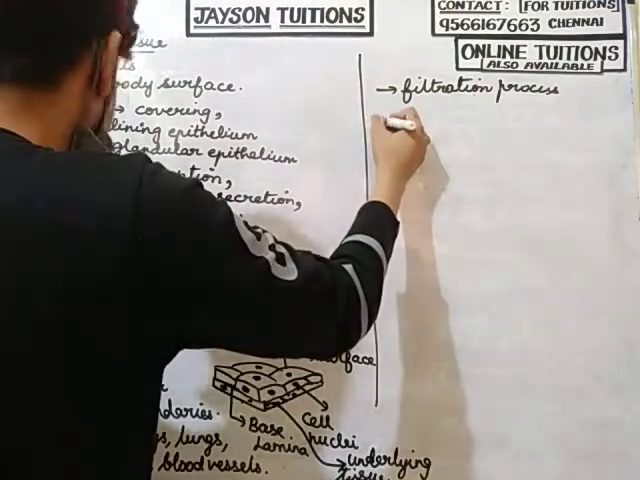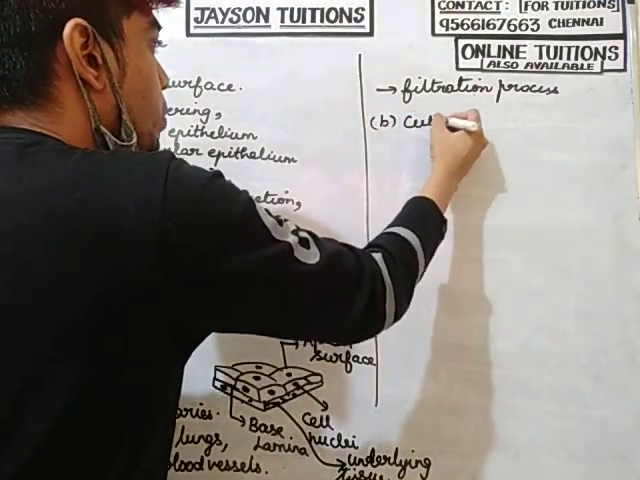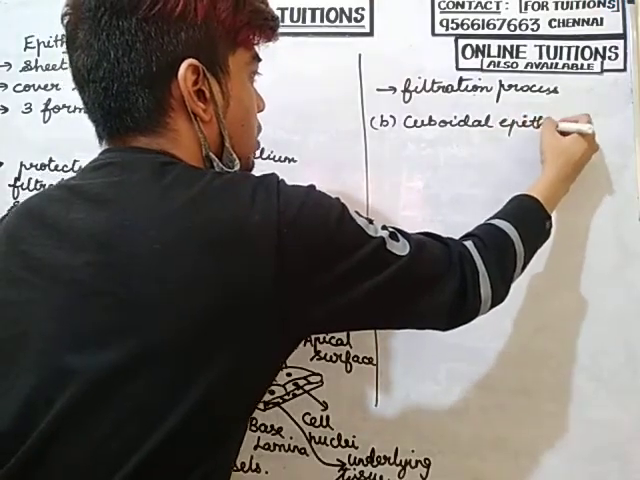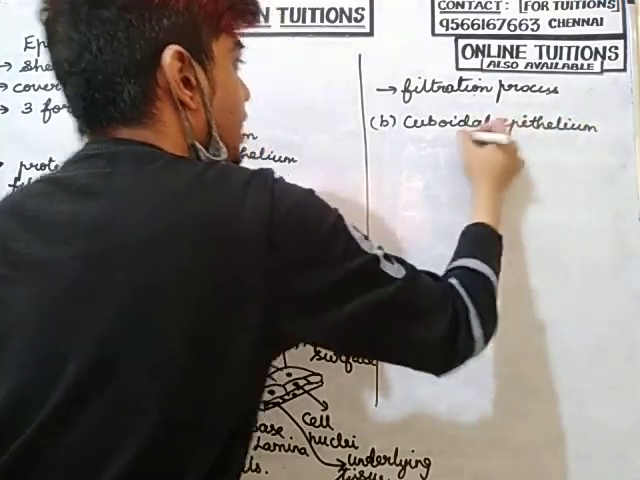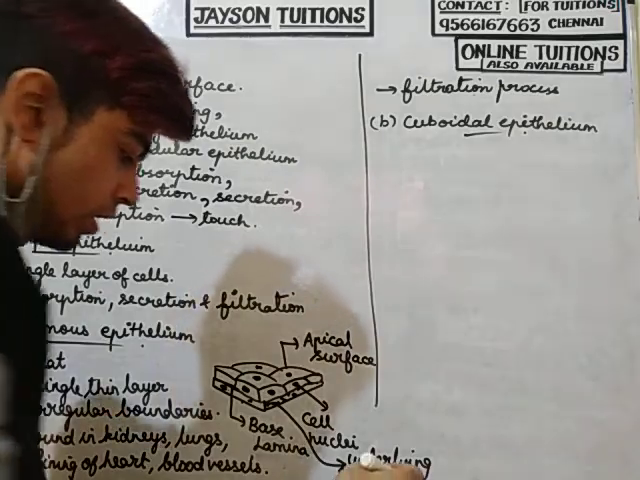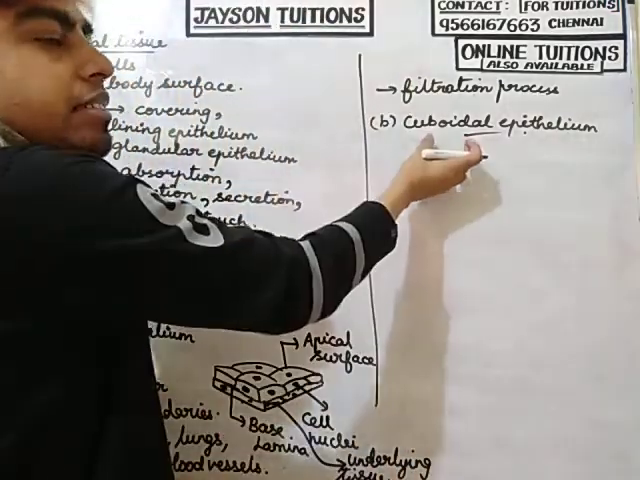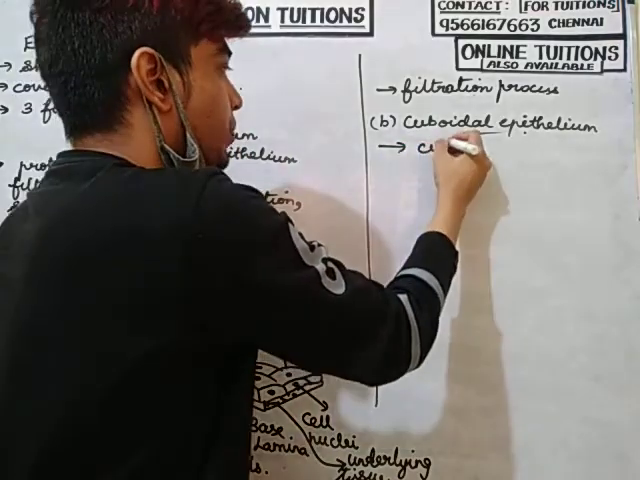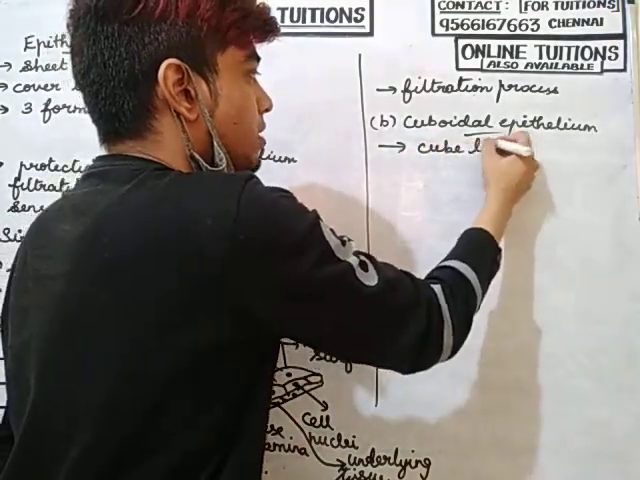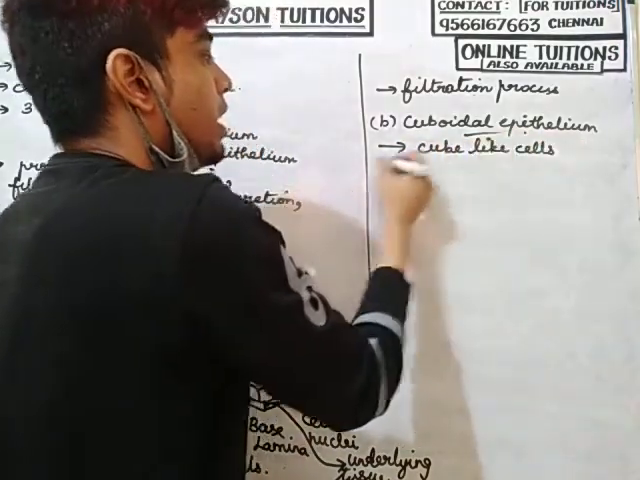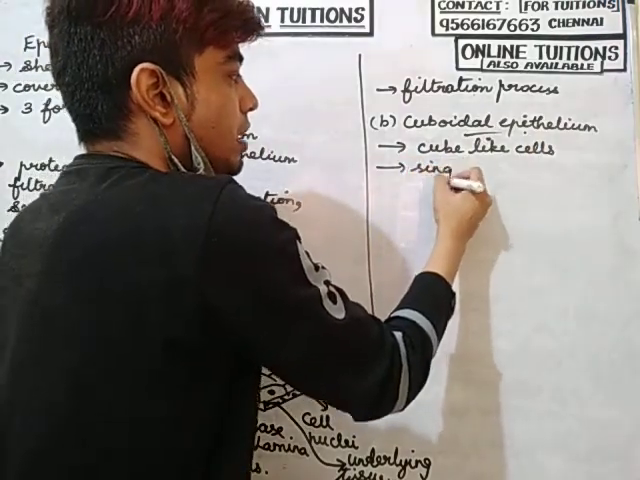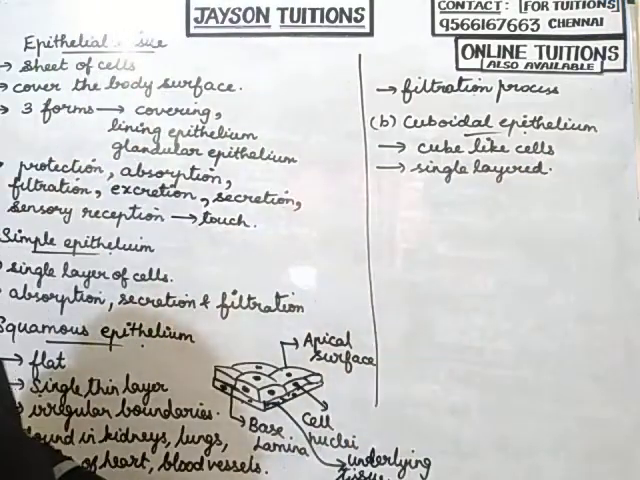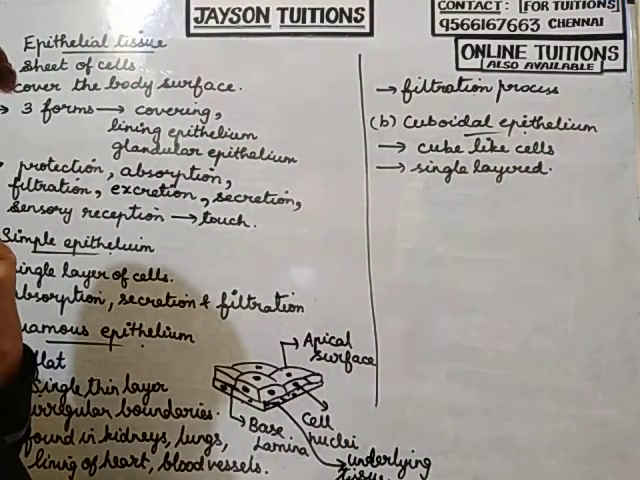Then the next one is cuboidal epithelium. As the name itself says, it will be cube in shape. So cube-like cells, and it is also single layered.